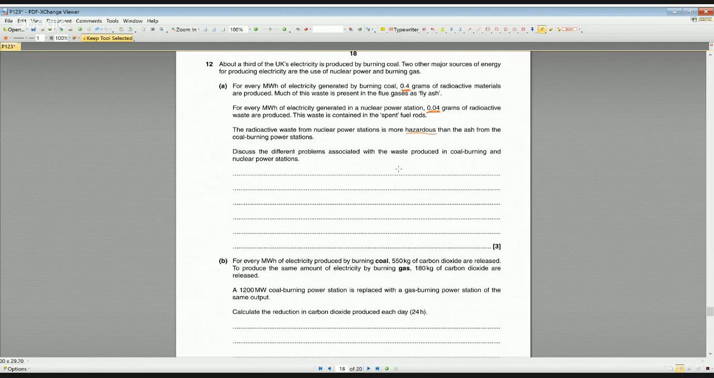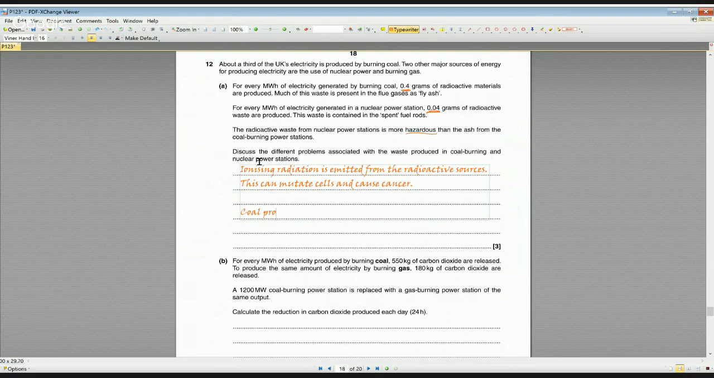So we need to discuss the problems associated with the waste produced in coal burning and nuclear power stations. Now, there's only 2 marks available here, and actually you don't need to say very much to get those 2 marks. Ionizing radiation is emitted from these sources. This can mutate cells and cause cancer. I think that would actually be enough for 2 marks right there. As I say, you don't need very much here.